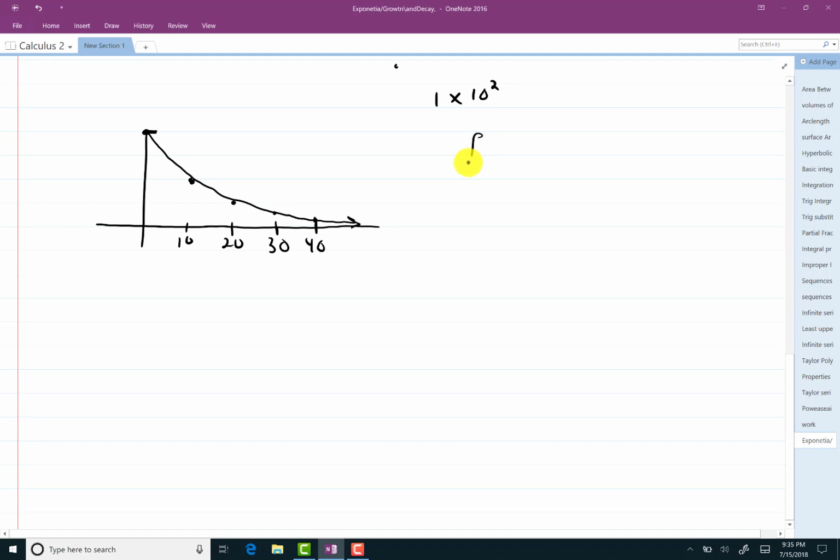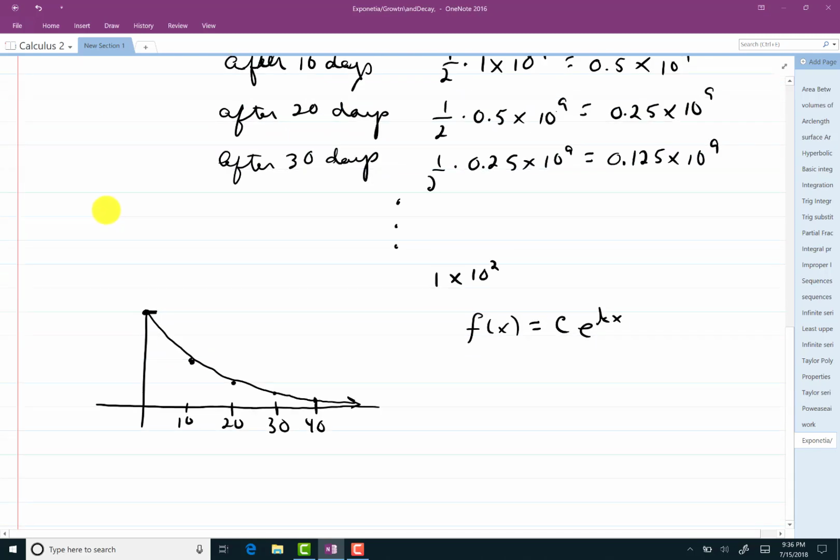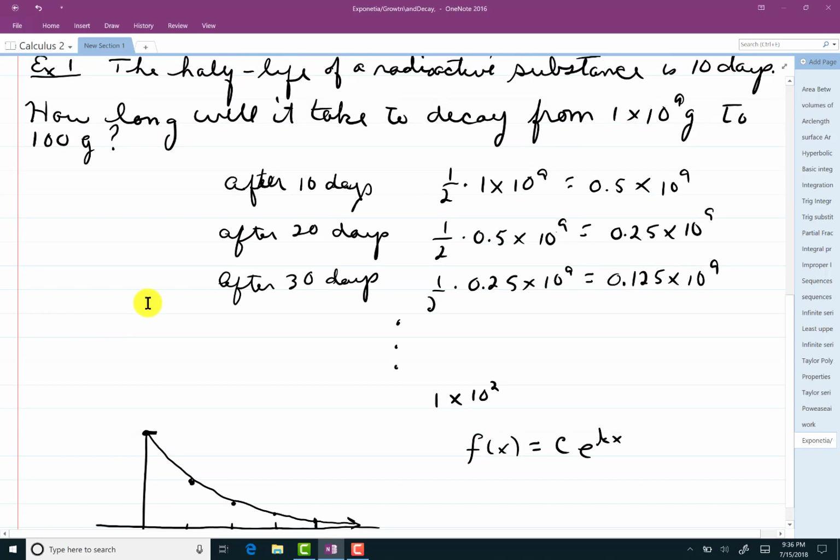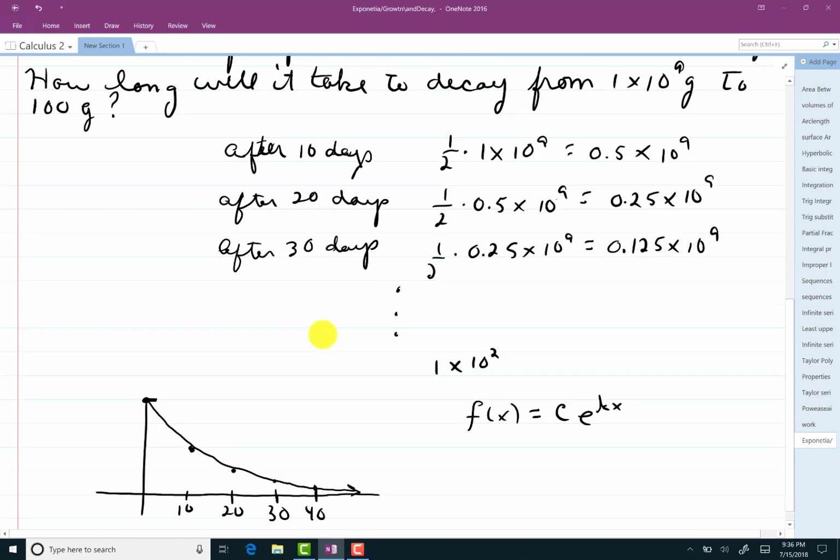We're always going to set up the model like this: f of x equals c times e to the kx. I have two unknown quantities besides the variable x. x is a variable. k and c will both be constants, but they have to be figured out in the context of the problem. So when you look at this problem, how long will it take to decay from 1 times 10 to the 9th grams to 100 grams? We know that it starts at a mass of 1 times 10 to the 9th.